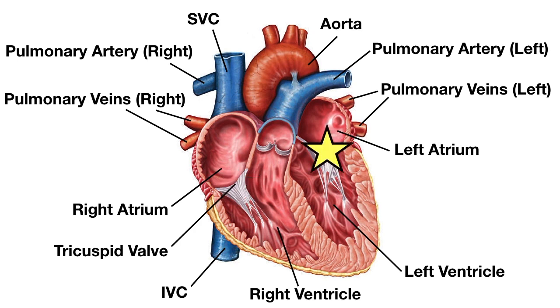Moving on to the next valve, this is located on the left side between the left atrium and the left ventricle. So it's going to be the mitral valve or the bicuspid valve. And the function of the mitral valve is to prevent the backflow of blood from the left ventricle to the left atrium during systole when the left ventricle is pumping blood forward into the aorta.